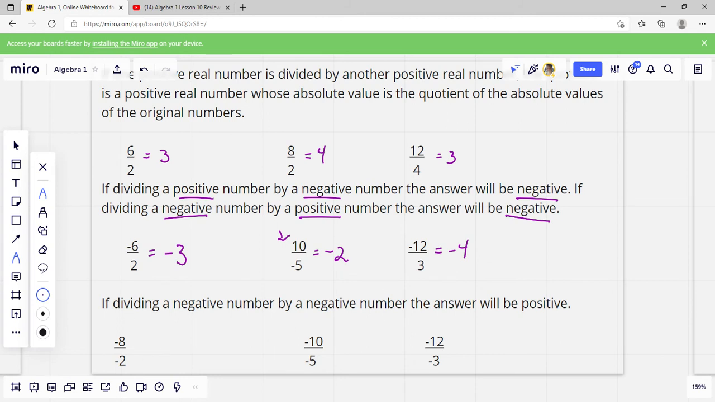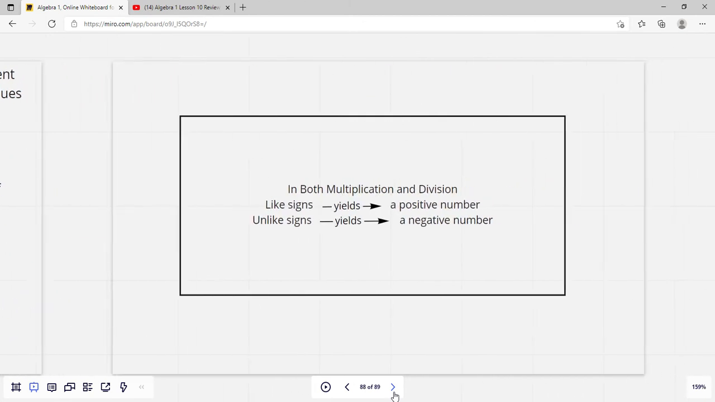Alright, if dividing a negative number by a negative number, the answer is always positive. So same thing with the multiplication. Those two negatives cancel each other out. So 8 divided by 2 would just be 4. That would be positive 4. Those are going to cancel each other, and that would be 2. And those will cancel each other, and that will just be 4, positive 4. Okay? So if you have two negatives together in multiplication or division, you're going to cancel each other.